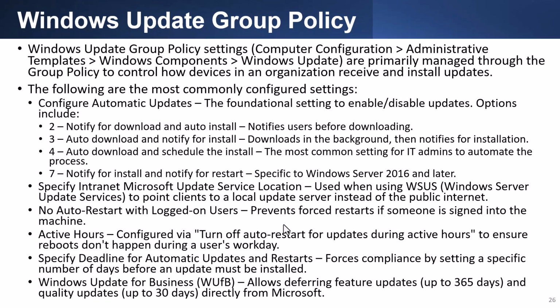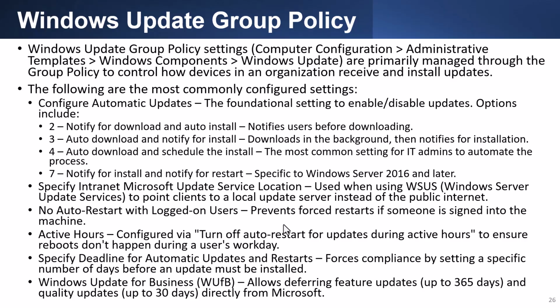Windows Update Group Policy settings are primarily managed through the group policy to control how devices and organizations receive and install updates. It can be found under Computer Configuration, Administrative Templates, Windows Components, Windows Updates. The following are the most commonly configured settings. Configure Automatic Updates is the foundational setting to enable or disable updates.